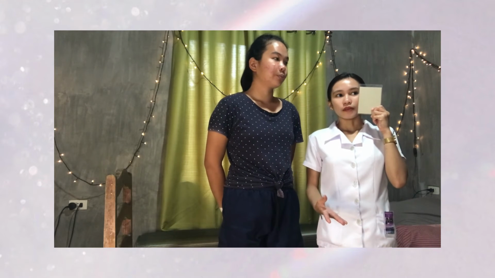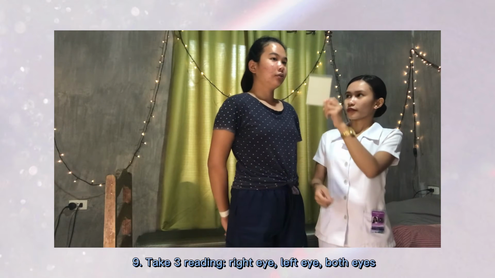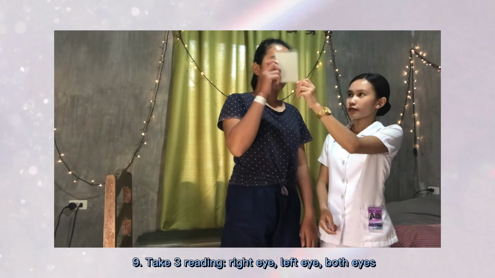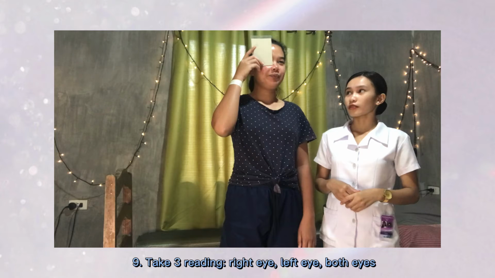And for the third part of the procedure, I need you to use the letters in the Snellen chart with both eyes uncovered. Okay? Number 9. Test reading: right eye, left eye, and both eyes. Okay, Mom, first, cover your right eye and read the Snellen chart.